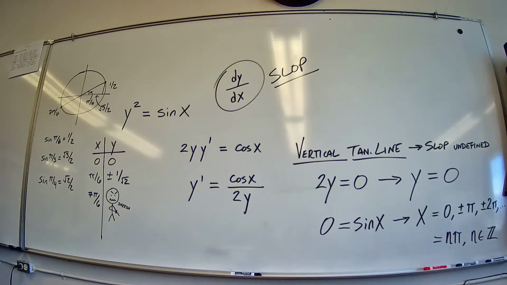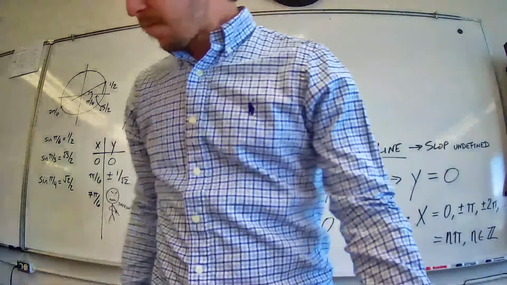Well, look at these values. This is going to be pi, 2 pi, 3 pi. You see that there's the vertical tangent lines, right? Where do you think the horizontal tangent lines are? Halfway between each one. But you start at pi over 2 and you can jump by 2 pi to get another vertical. Okay, so there you go. That's a very cool function.